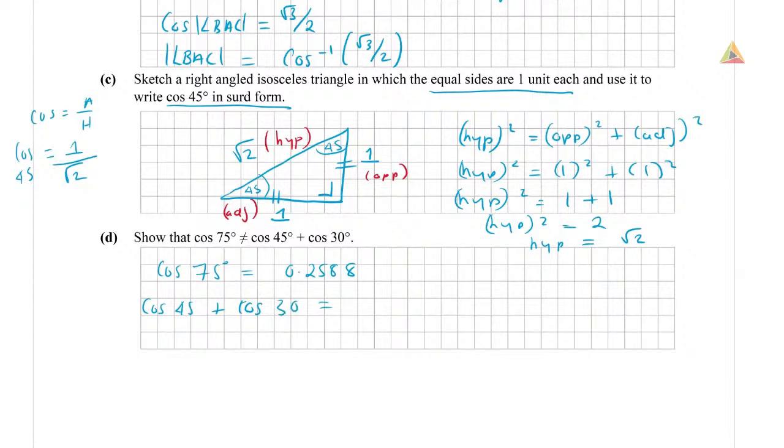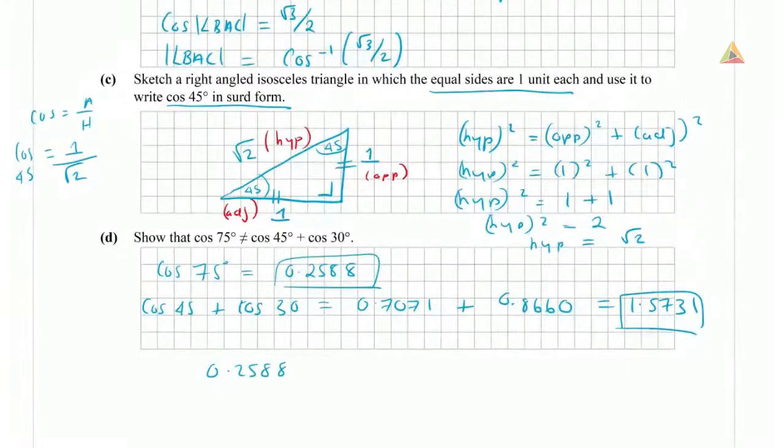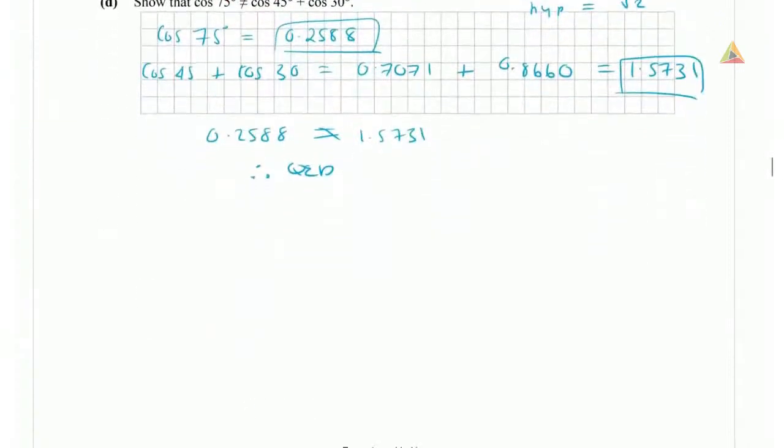The cos of 45 when you put it in is going to be 0.7071, plus we're going to get the cos of 30, so it's 0.8660. When you add them together, you get 1.5731. Now, that answer is not the same as that answer. So you've just proved that 0.2588 is not equal to 1.5731. We usually write QED, which means you've proved it. So that is the end of that question.